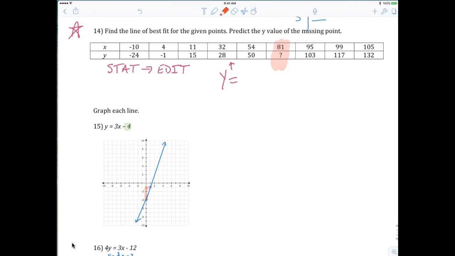Mine's not letting me type it in. Are you typing in negative or are you typing in minus? I just said you're typing in a minus instead of a negative. That's what I said. You look for the negative.